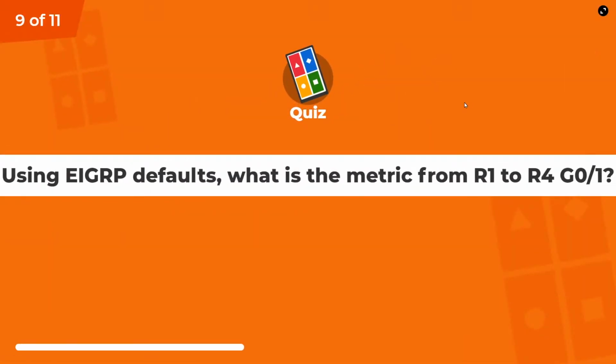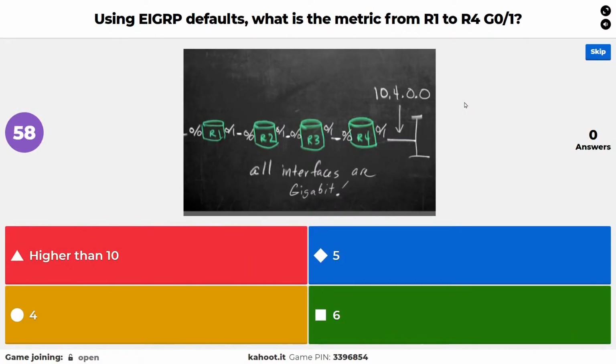Question 9 of 11, using EIGRP defaults, what is the metric from R1 to R4's gig 0/1, which is this 10.4 network over here on the right? I'm going to be quiet so you guys can think about this for a moment. And the pin, Coles Tech, is at the very bottom of the screen.